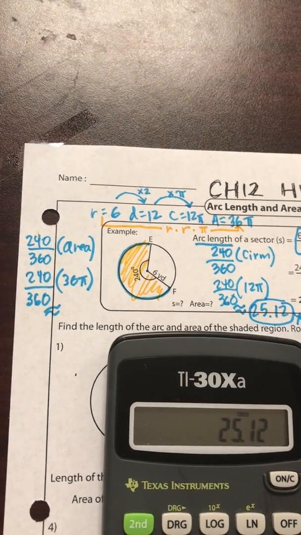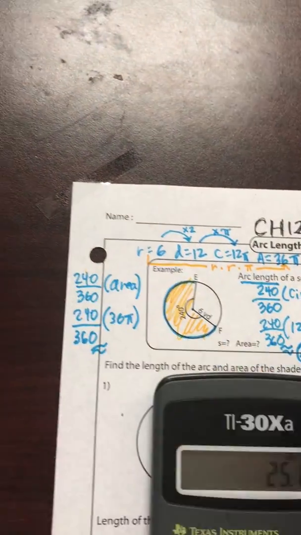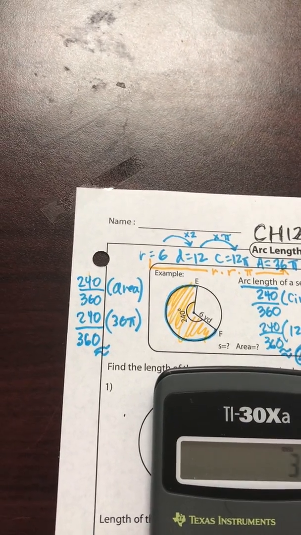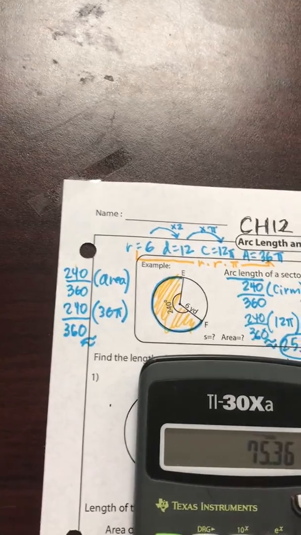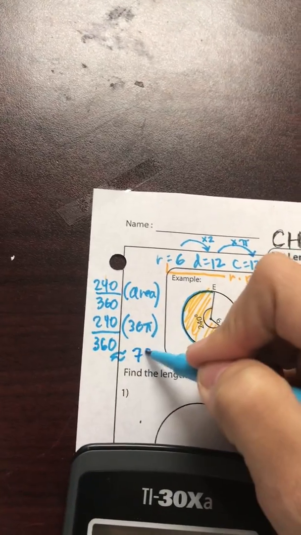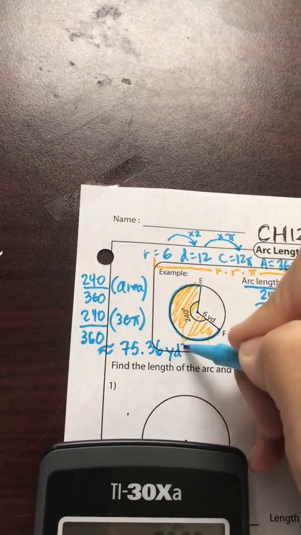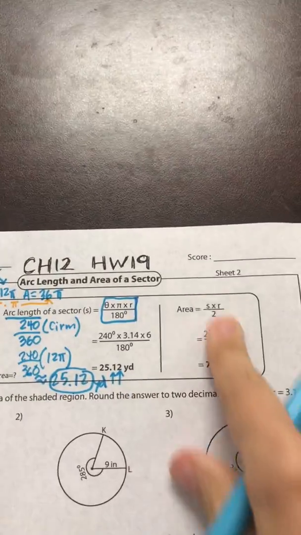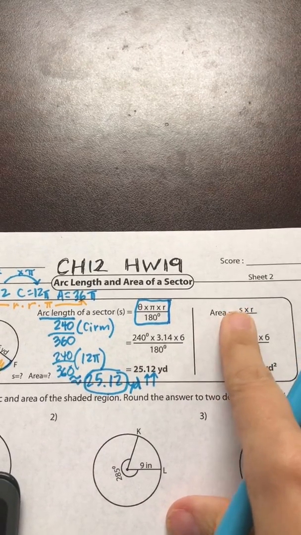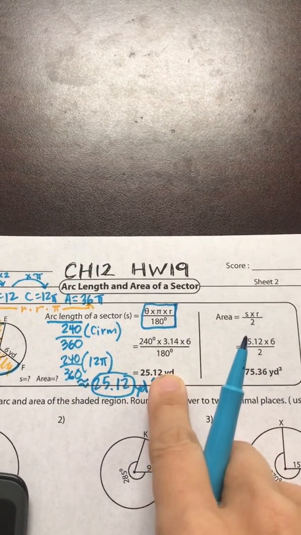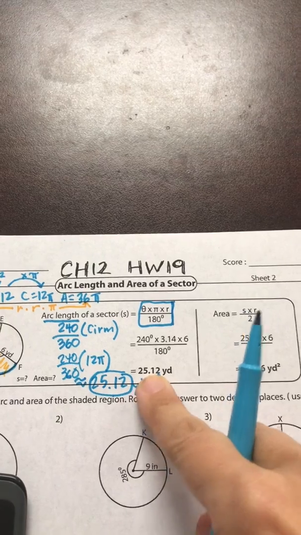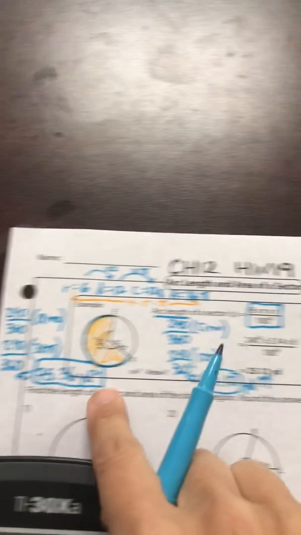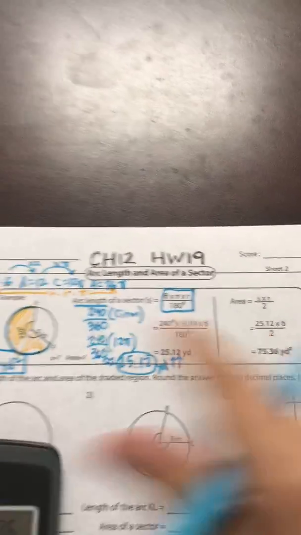Now I'm going to do the same method here. 240 divided by 360 times 36 times 3.14. 75.36. Now what's interesting about this sheet is they also show you a little shortcut. If you know the arc length, which they're calling S, you can multiply by the radius and then divide by 2 and get this same answer. Okay, so you can do it either way.